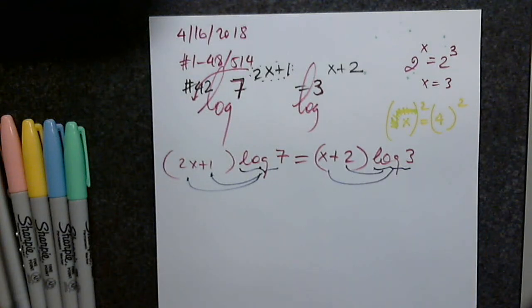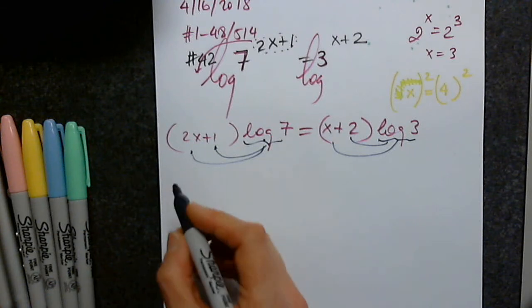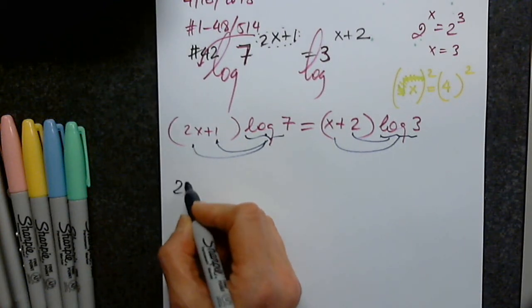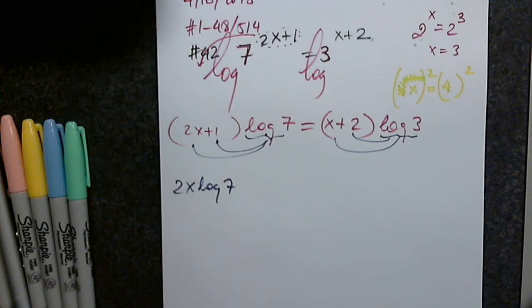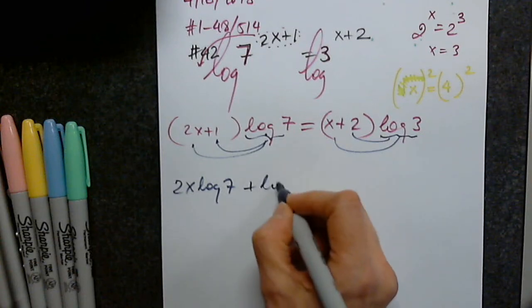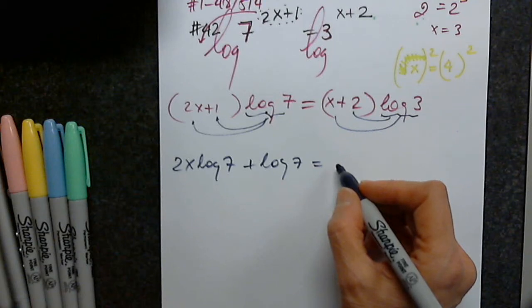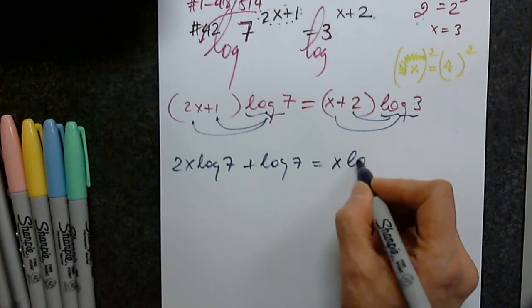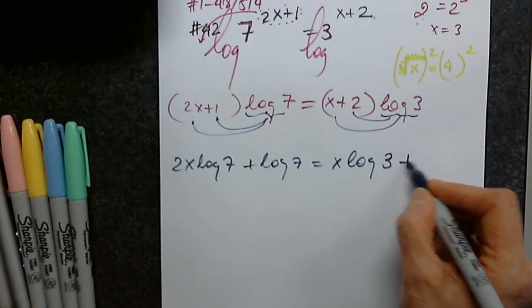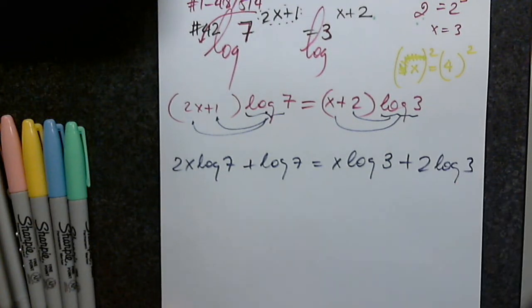Can anyone dictate the next step, please? What will I write? 2x log 7. We do not put log 7 or the square root in front of anything. It's not a mistake, but we want to make sure that we don't make an assumption there. Plus log 7 equals very good, log 3, very good, plus 2 log 3. I have to distribute to all terms. Very good, awesome. Is this clear, everyone?